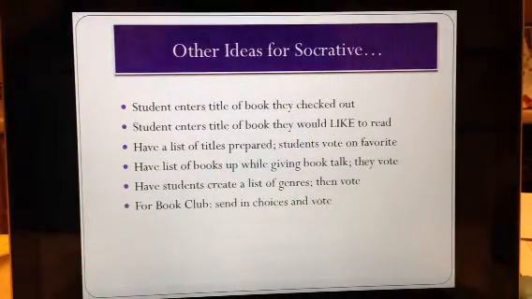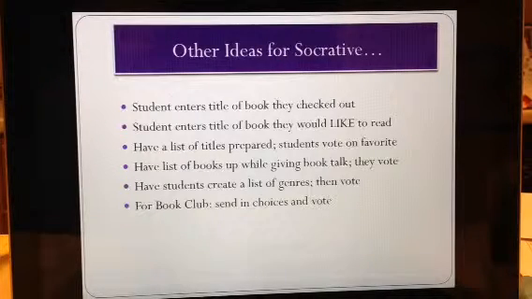Some other ideas for using Socrative in the library: students enter the title of a book they checked out that day, so you'd end up with a list. Students enter the title of a book they would like to read, which would be helpful for book ordering, so you'd have a guide to what they'd like to read. Have a list of titles prepared and students vote on a title. Have a list of books up while giving the book talk, and they can vote. Have students create a list of genres, then vote.